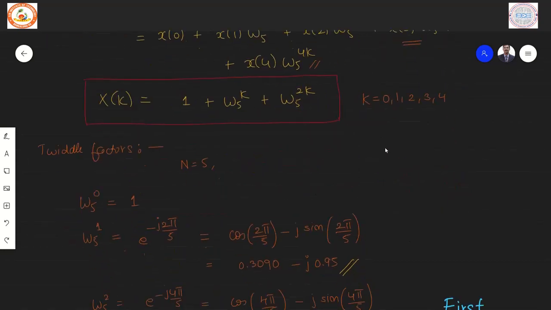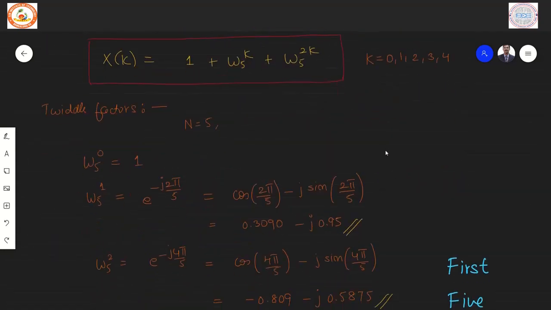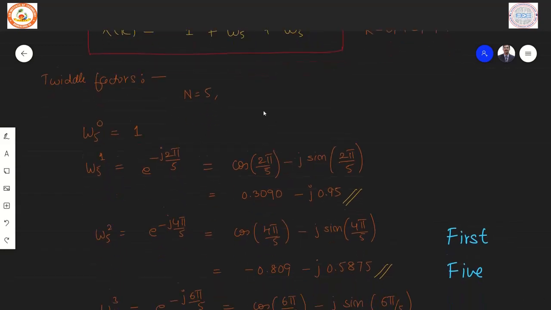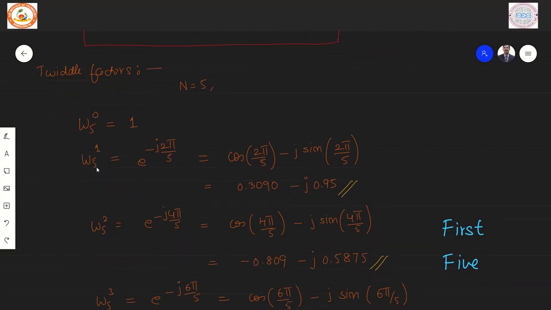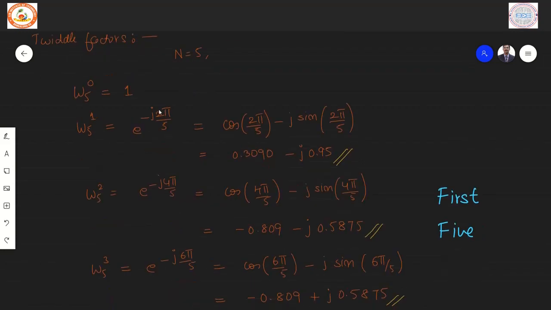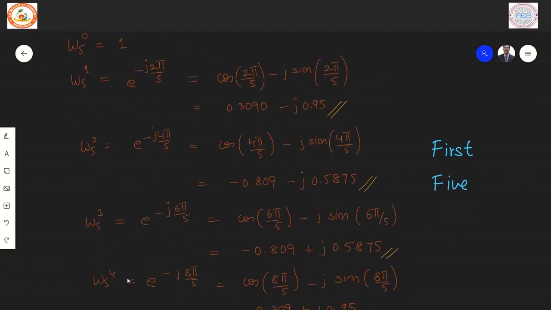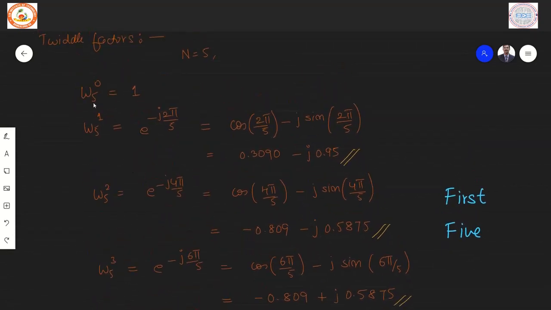Now we need to determine the twiddle factors first. For a problem which is based on N equal to 5, we can compute the twiddle factors by using the relation W_N is equal to e power of minus j2 pi by N, and then calculating the various powers. Therefore, for N equal to 5, we require the first 5 twiddle factor powers, that is W5 to the power of 0, W5 to the power of 1, W5 to the power of 2, W5 to the power of 3, and W5 to the power of 4. We know that W5 to the power of 0, anything to the power of 0, is 1. W5 to the power of 1 is simply e power of minus j 2 pi by 5.